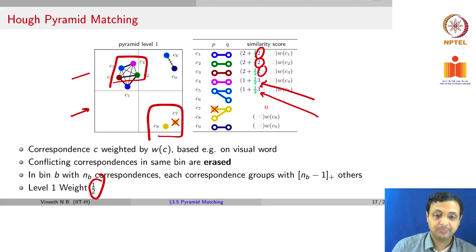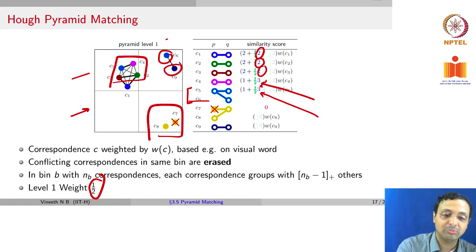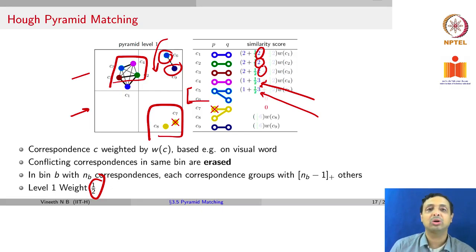In both these levels, you do not count C6 because C6 had a conflict and it was already counted as part of C5, those 2 points. So you do not count C6 as a correspondence in this level. Only C9 is left alone in this bin and hence has no new correspondences in that group, and does not contribute to any new counts.